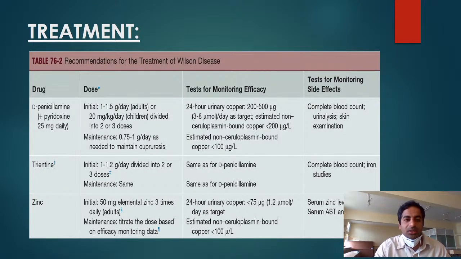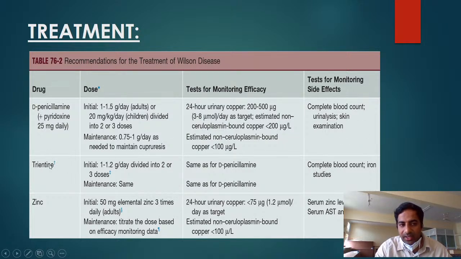Treatment, D-penicillamine, initially you give around 1 to 1.5 grams per day, or 20 mg per kg per day. So 24-hour urine copper is 200 to 500 micrograms, and estimated non-ceruloplasmin bound copper is always less than 100. Okay, so you do a CBC, urine analysis, and skin examination as well, to monitor that.